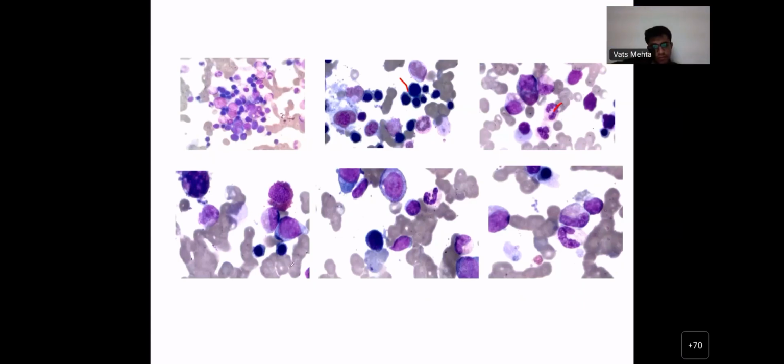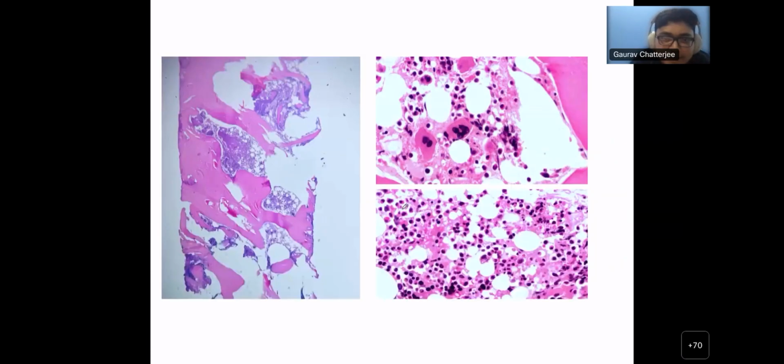Anyone else like blasts? Do you see any abnormal blasts? Yeah, there may be occasional scattered blast-like cells, but that's normally there in the marrow, right? It doesn't seem to be the predominant finding to me.